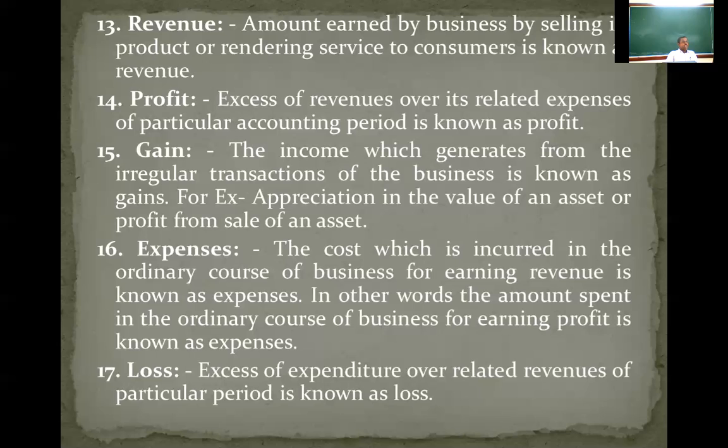You can take one more example, profit on sale of an asset. You have one old asset and you sold it, and at that time you earned around 10,000 rupees income. That 10,000 rupees income is called gain. You cannot call it a profit. Why? Because selling an old asset is not your business. Otherwise, that old asset would become your goods, and it could not be termed an asset. So if you are making any income through irregular transactions or activities of the business, such irregular incomes are called gain.